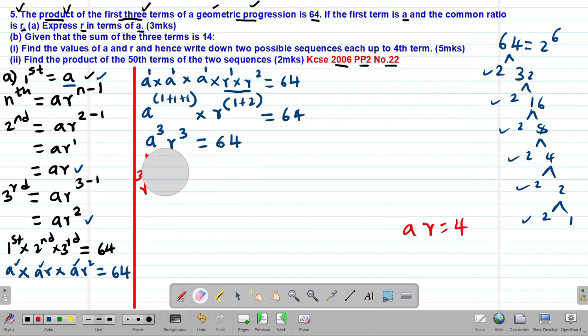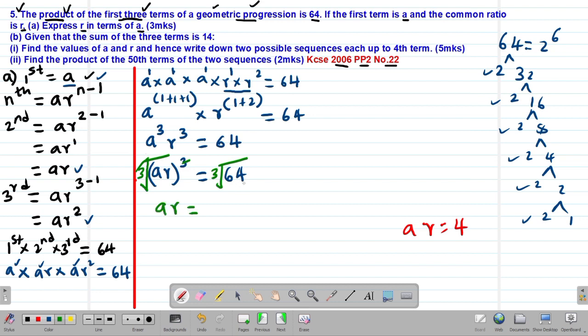Remember, the same step can also be easily handled this way, just using our calculator. So this is AR, then of course this is cubed, and this is equivalent to 64. You can just decide to find a cube root on both sides of this equation so that we can eliminate the power 3. So the cube root and the cube will cancel out, so you remain with AR.